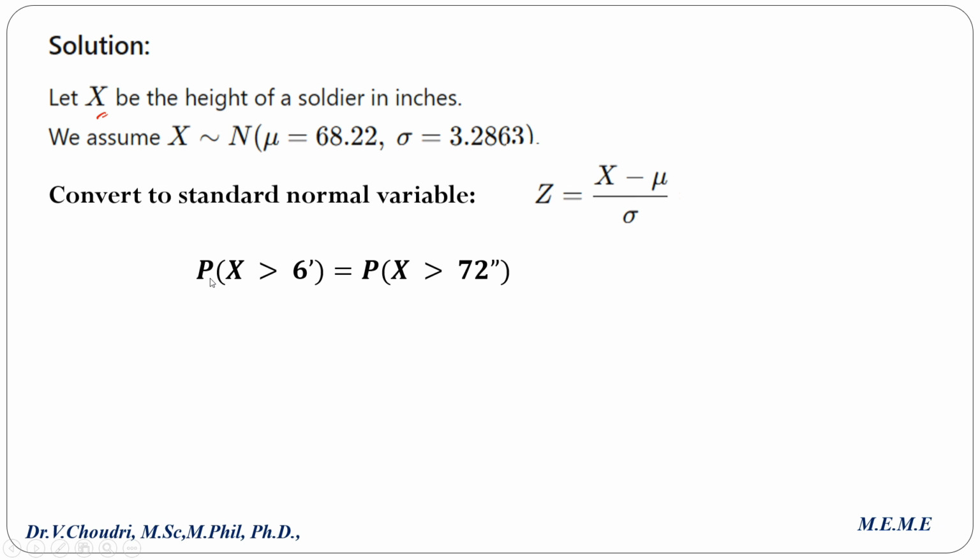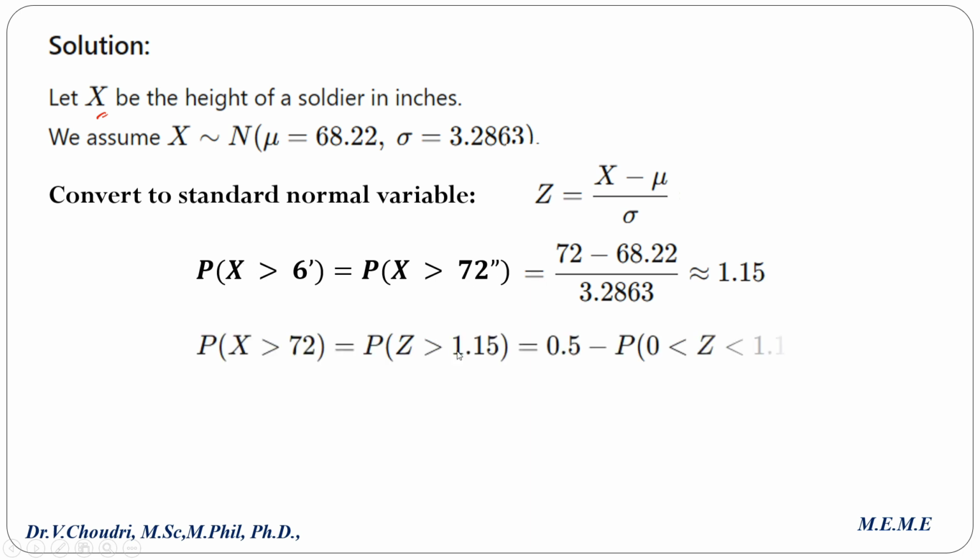What is required now? Probability of X greater than 6 feet, which is equivalent to probability of X greater than 72 inches. So we transform X equal to 72: 72 minus 68.22 divided by 3.2863 is equivalent to 1.15. So the given data is equivalent to probability of Z greater than 1.15. As usual, the bell shape. From 1.15 to the highest, that will be calculated from 0 to 1.15.